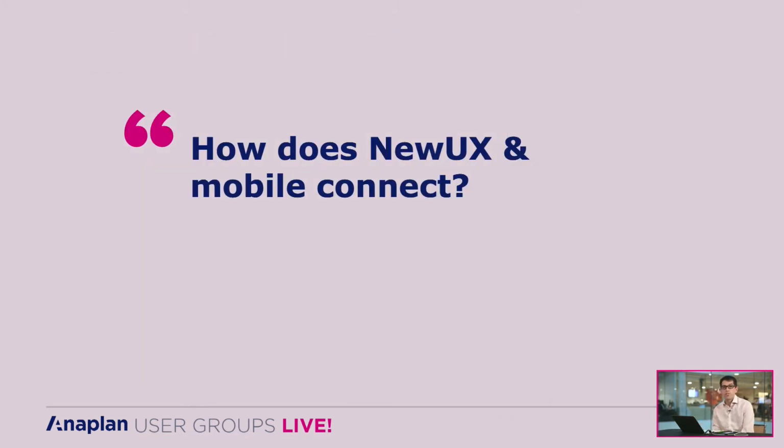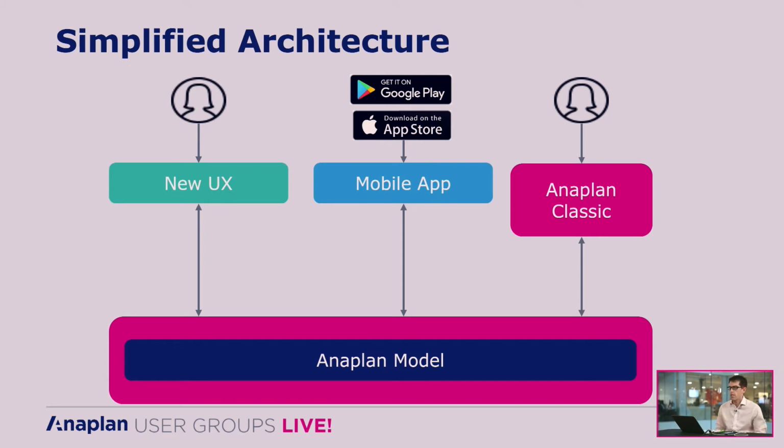Now, a question: how does the new UX and mobile connect? So we'll have a look at a simple diagram of the architecture, and the new user experience and the mobile app actually connect to your Anaplan model. So this shows that from the Anaplan model, where all of your data is in the data hub, the central location, then connects to the new user experience, the mobile app, and then also to Anaplan Classic. So what you can actually have is some of your organization using Anaplan Classic on classic dashboards, for instance, say the finance team. And then you can also build out your new apps and pages on the new user experience and then take advantage of the mobile app for, say, salespeople in the field, all coming back to that one single source of truth in Anaplan.